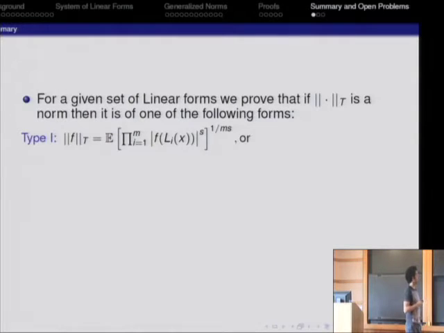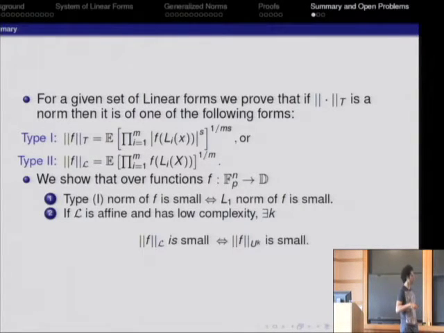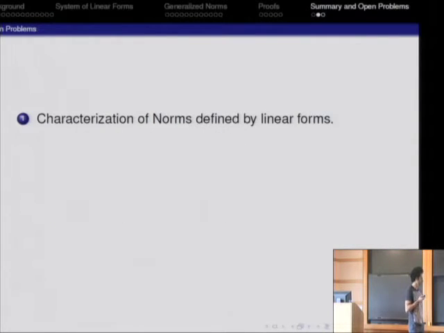OK, so just as a summary, for a set of linear forms, we proved that if they have the norm properties, they have to be of one of the following two types. And we show that for functions from Fp to the n to the unit disk in complex numbers, the type 1 norms are similar to the L1 norm, and the type 2 norms are similar to a Gowers norm. And there are a set of interesting open problems, as you already have asked about.